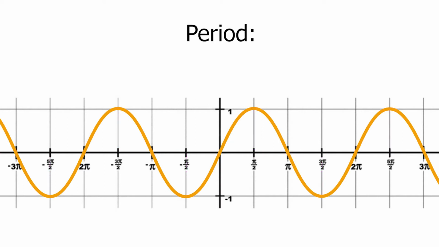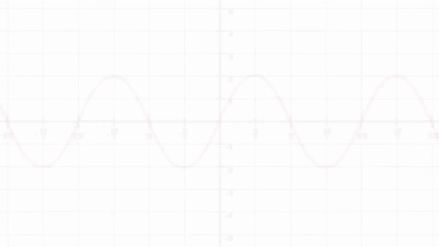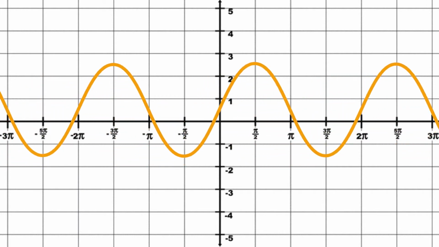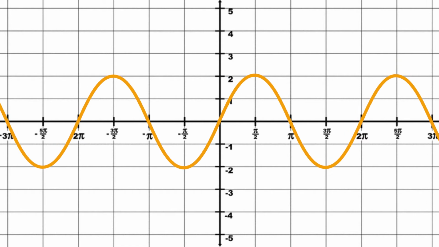The period is the horizontal distance that it takes for this graph to start repeating itself. As we can see here, everything after this point is just a repetition. So here, the period is 2 pi. A shift is just what we would call a translation. A phase shift occurs when the graph moves left or right, and a vertical shift occurs when the graph moves up or down. The graph itself isn't changing, it's just shifting in location.